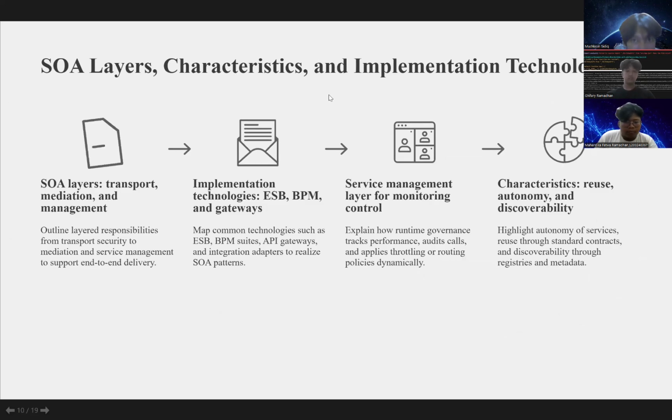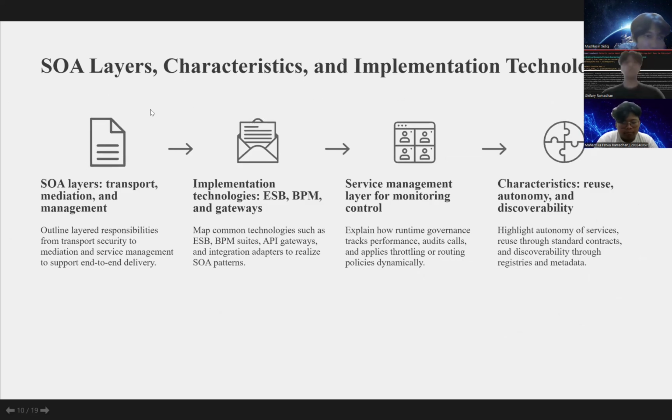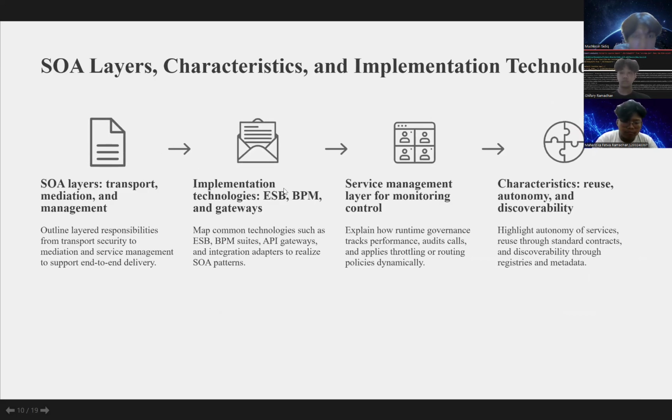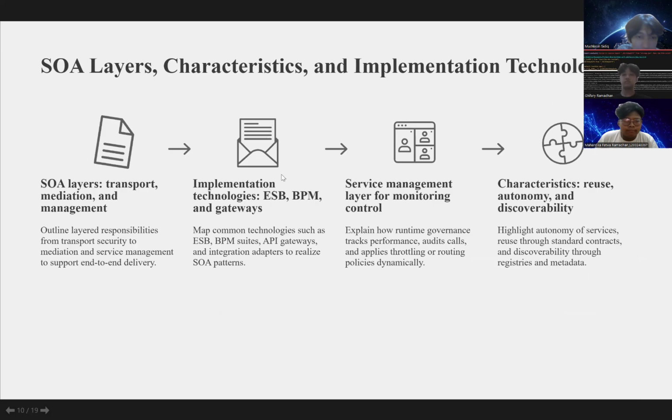SOA layers, characteristics, and implementation technology. SOA layers are transport, mediation, and management. Outline layered responsibilities from transport security to mediation and service management to support end-to-end delivery. Implementation technologies: ESB, BPM, and gateways. Map common technologies such as ESB, BPM, API gateway, and integration adapters to realize SOA patterns.